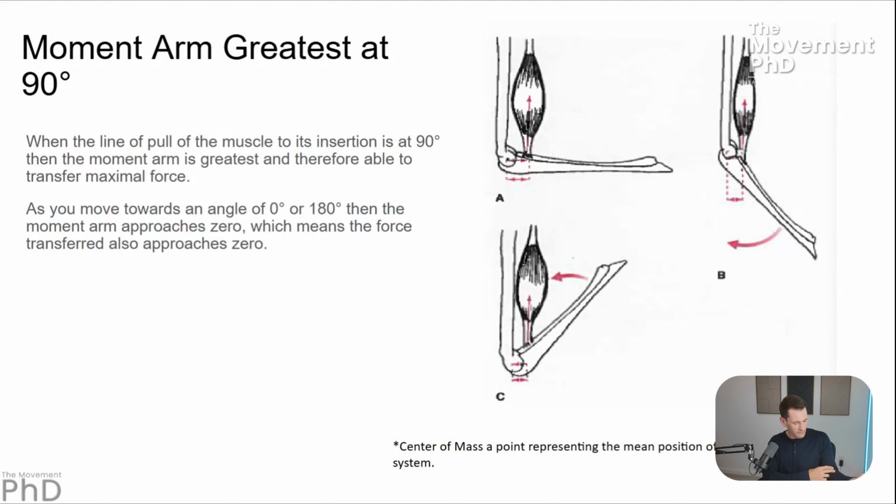So if I'm holding my arm at 90 degrees, the perpendicular distance between the instantaneous center of rotation of my elbow and the line of pull of my biceps is going to be the greatest at 90 degrees. As I go towards full flexion, that moment arm or that perpendicular distance decreases. And as I go towards full extension, that moment arm also goes towards zero.